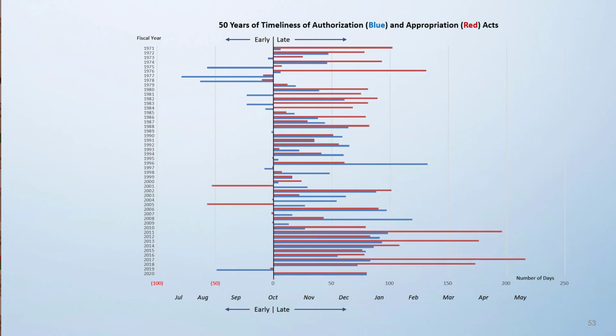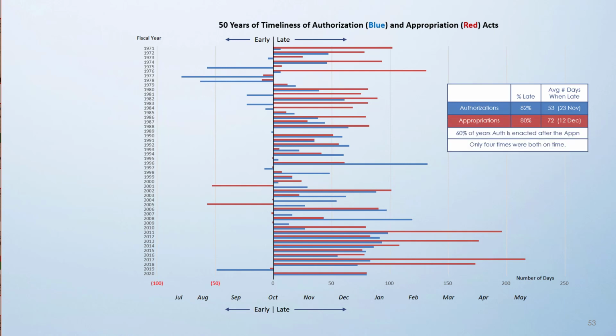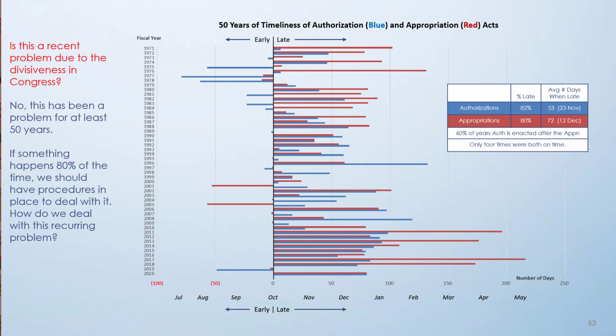The red bars are appropriation acts. And over that 50-year period, they were each late about 80% of the time. And more than half the time, the authorization came out after the appropriation, when the process is designed to go the other way around, with the authorization coming first. So, no, this is not a recent problem, although recently they have been longer. If we take the 50-year view, we see that the appropriation typically arrives in mid-December. If you take the 10-year view, 20-year view, it tends to arrive in mid-January.